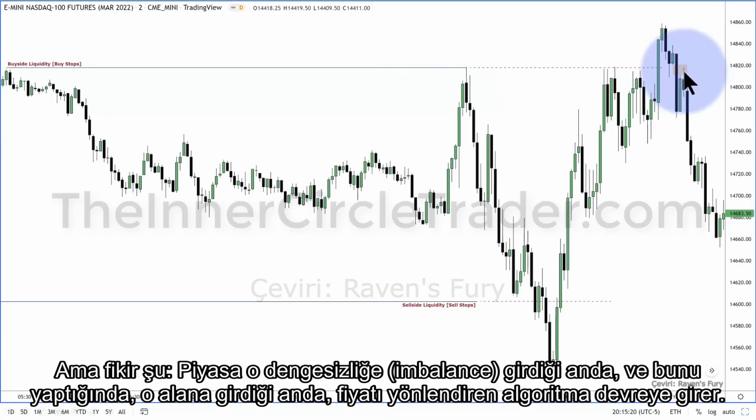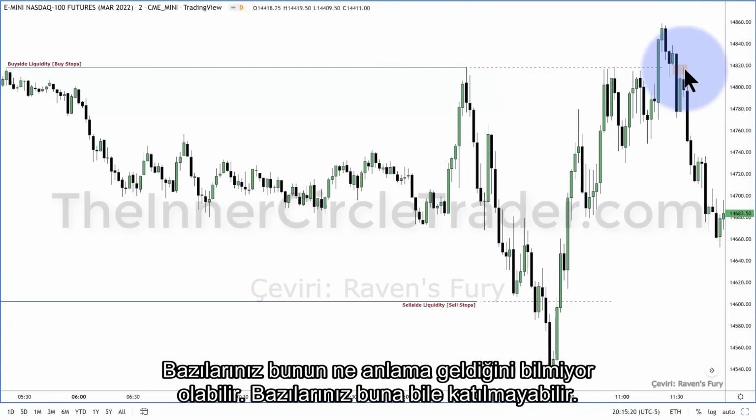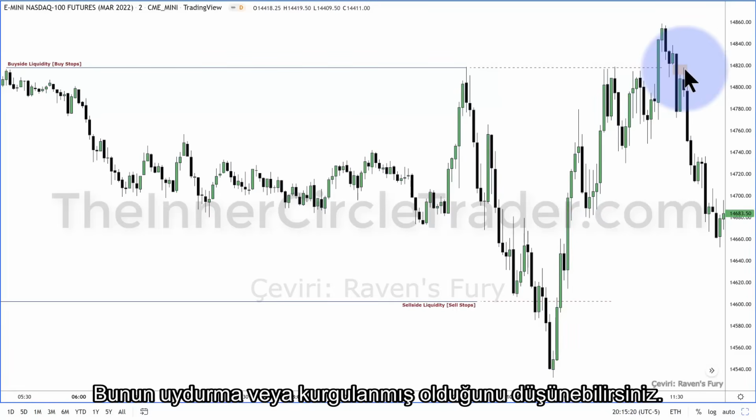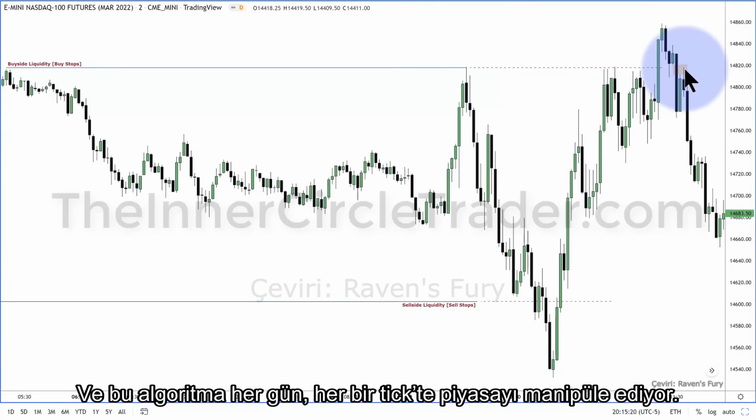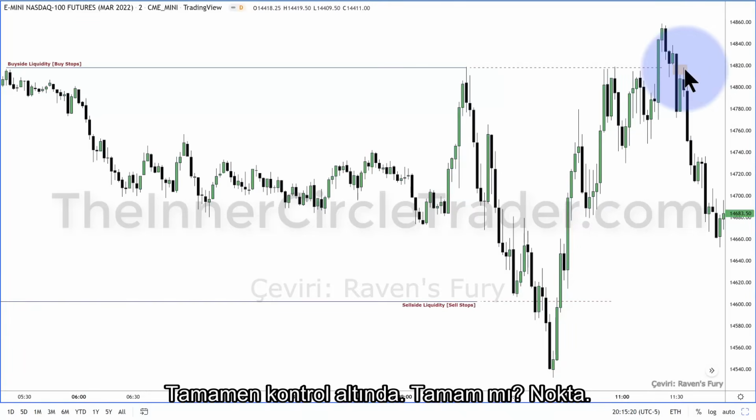But the idea is, once it goes up into the imbalance there, and once it does that, as soon as it enters that area, the algorithm that delivers price. Now, some of you may not know what that means, and some of you may not even agree with it. You may think that this is made up or it's contrived. I promise you, if you spend time with this, you're going to quickly come to the conclusion that there absolutely is an algorithm, and it's manipulating the markets every single day, every single tick. It's completely controlled, okay, period.